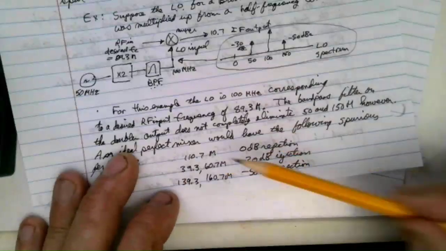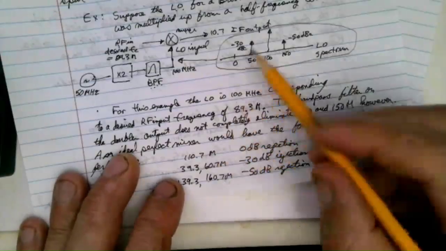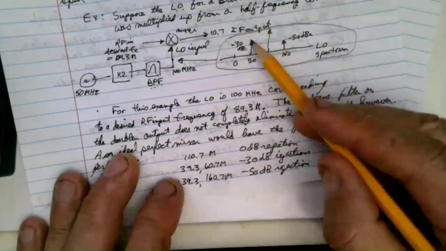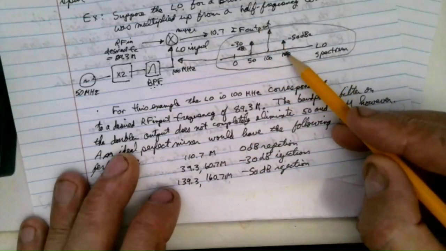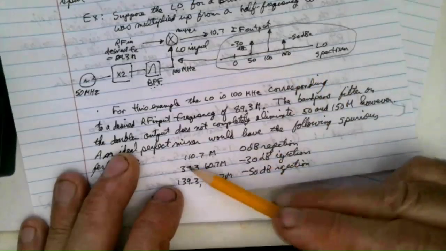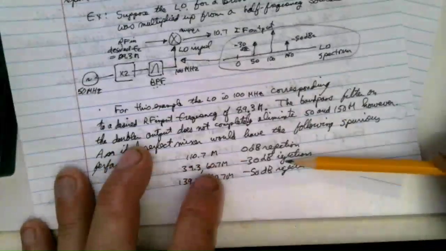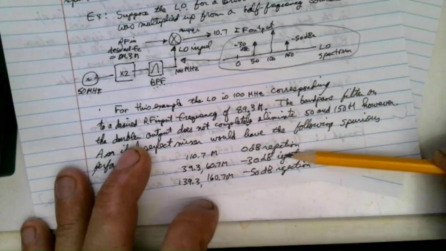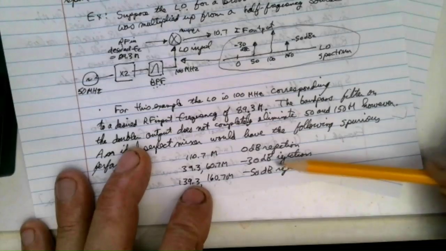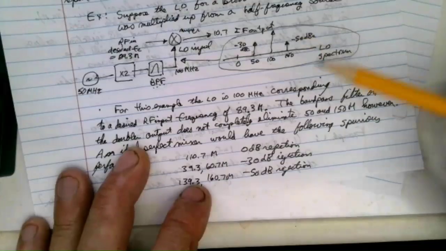And I'm sorry, the other two spurs are 10.7 megahertz either side of 50, and 10.7 either side of 150. So here are the four other spurs that we get. The two created by the 50 megahertz spur have minus 30 dB rejection, and then these two will have 50 dB rejection, determined by how bad this spur is on the injection.